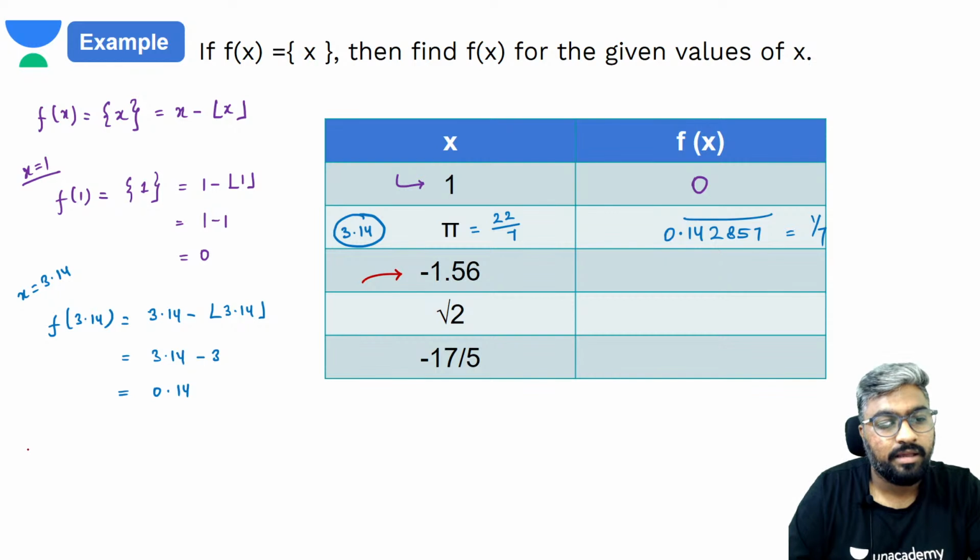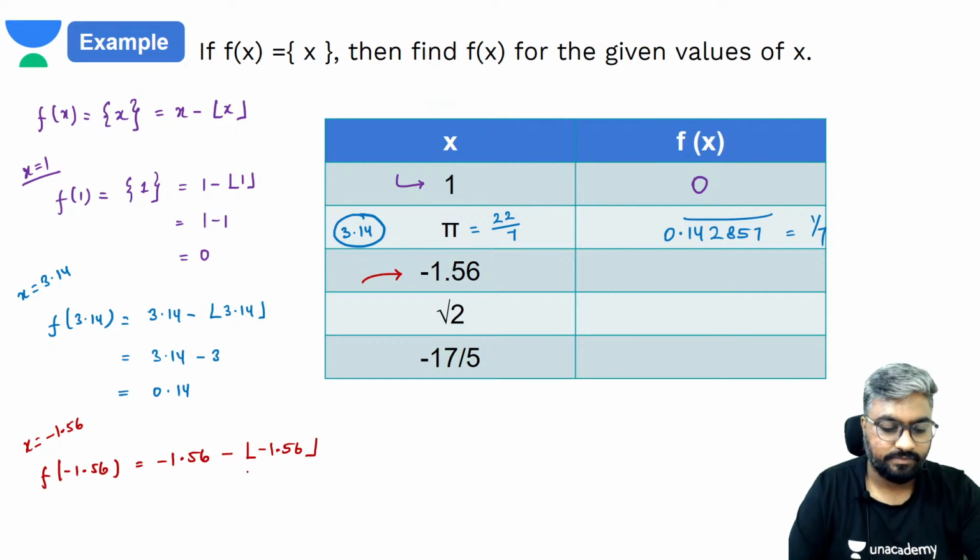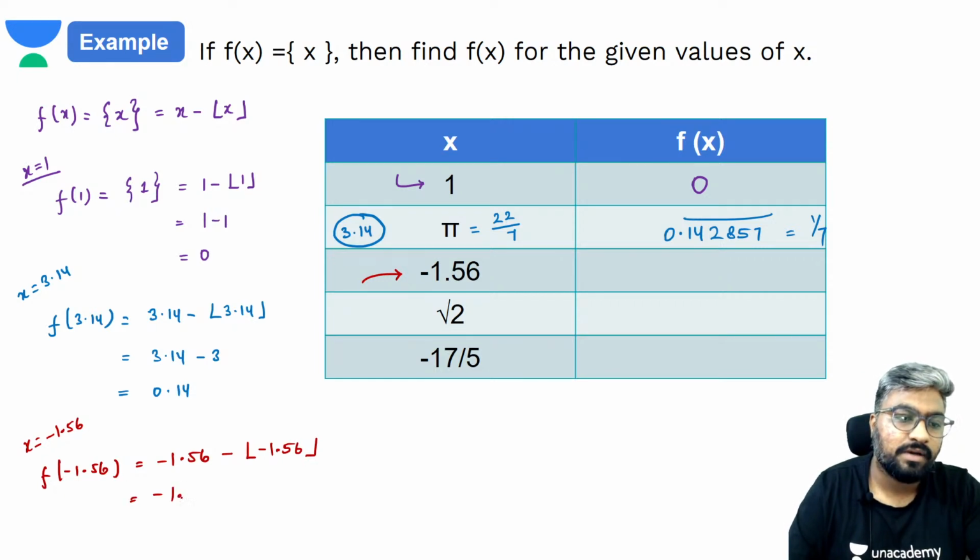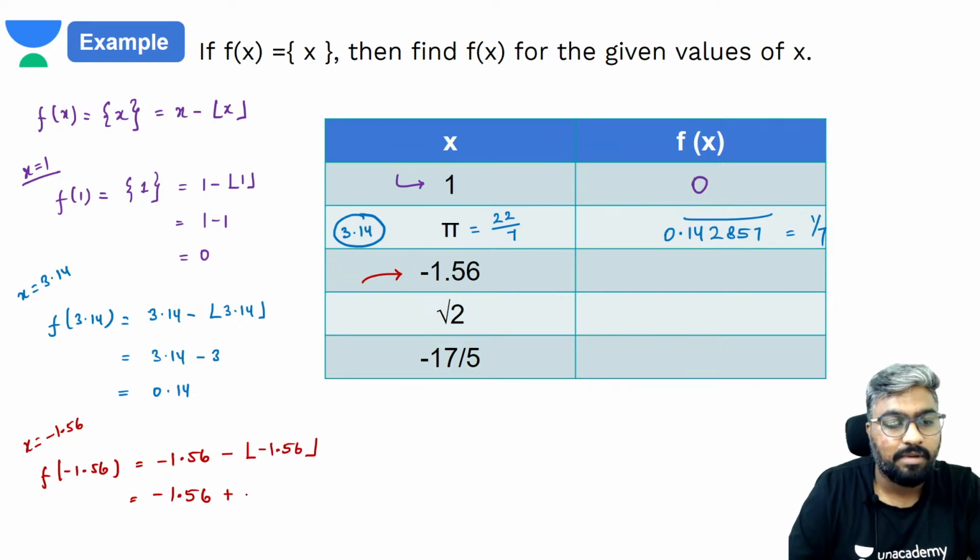क्या हो जाएगा अब यहाँ पे? If x is minus 1.56, then f of minus 1.56 is what? Minus 1.56 minus greatest integer function of minus 1.56, which is minus 1.56 minus... माइनस माइनस तो प्लस हो गया. What will be an integer less than minus 1.56, which is the greatest? -2. Correct? So minus of -2, plus 2 हो गया. This will give us what? 0.44.